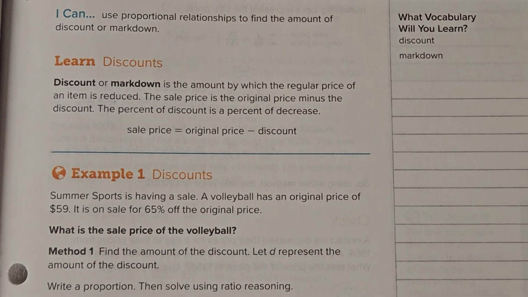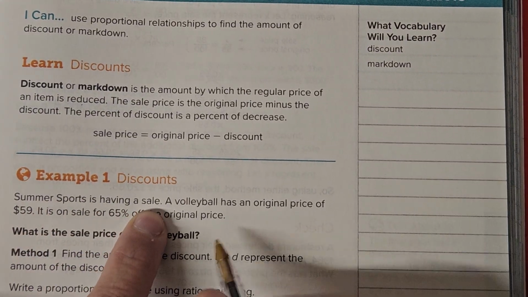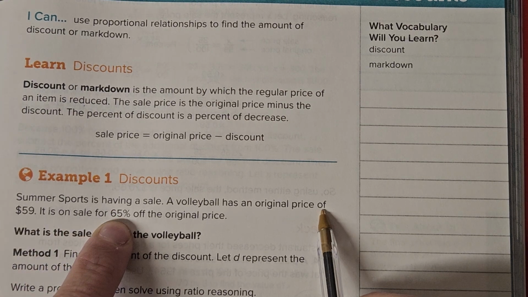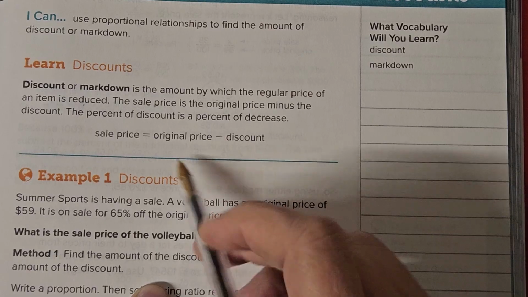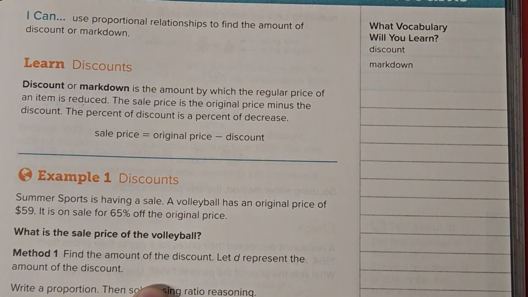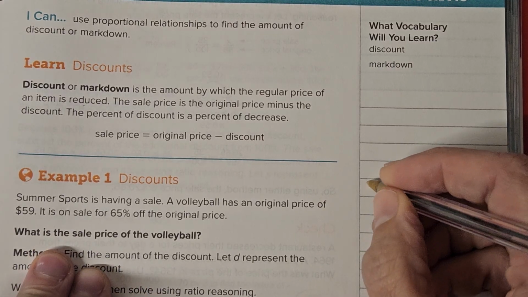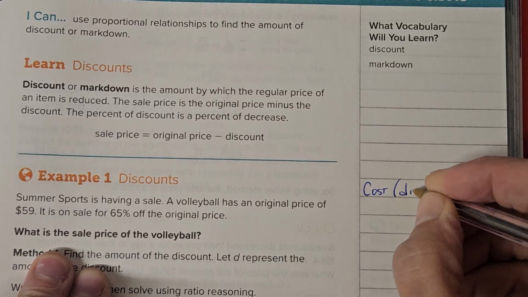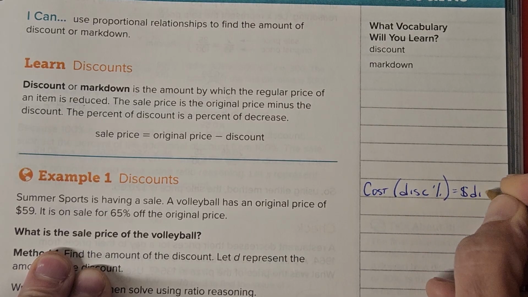So let's do example 1. Summer Sports is having a sale. A volleyball has an original price of $59 and it's on sale for 65% off the original price. What's the sale price? If we follow this format, which I would recommend doing, first we're going to take the cost of the item times the discount percent, and that will equal the money discount.